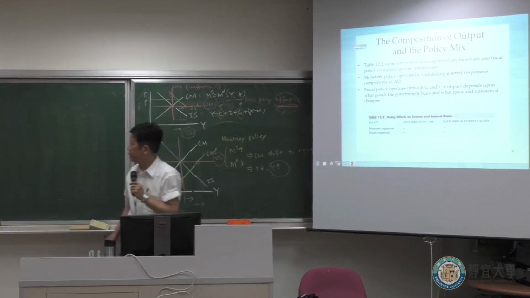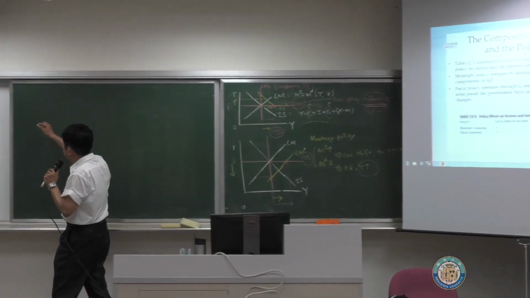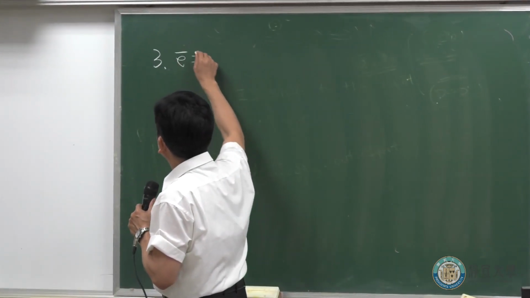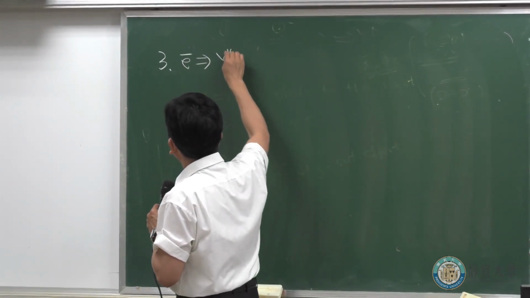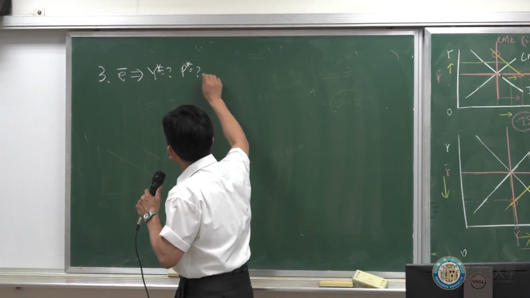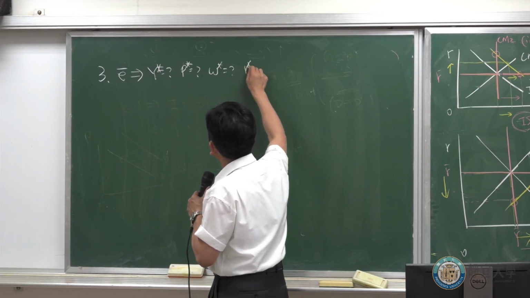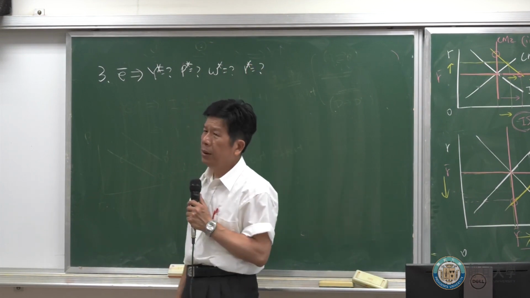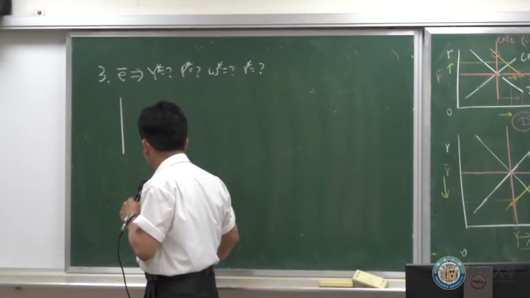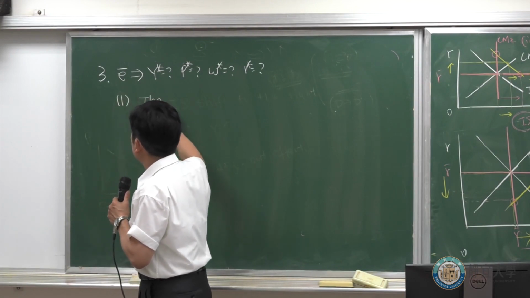Okay, so actually we just try to know about the third story. Just let the E be constant, and then we want to try to find Y equal to what, P equal to what, and W star and R star. So here we can try to know about the classical school. This is the classical school.